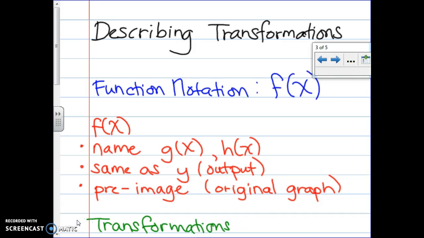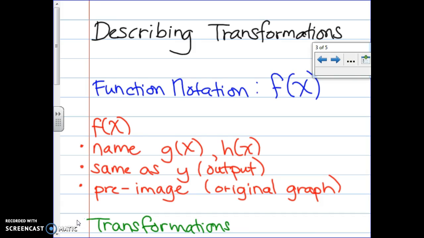First of all, what is function notation? Function notation is just f of x, okay? F of x is just a name. They can also call it g of x, h of x, and any other combination. It could be k of x, q of x. Anything like that is just function notation, and that's the name of the function.